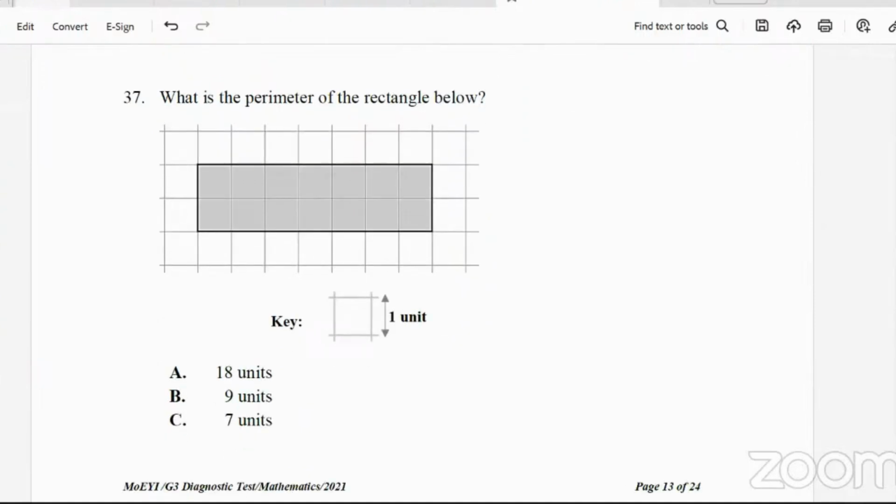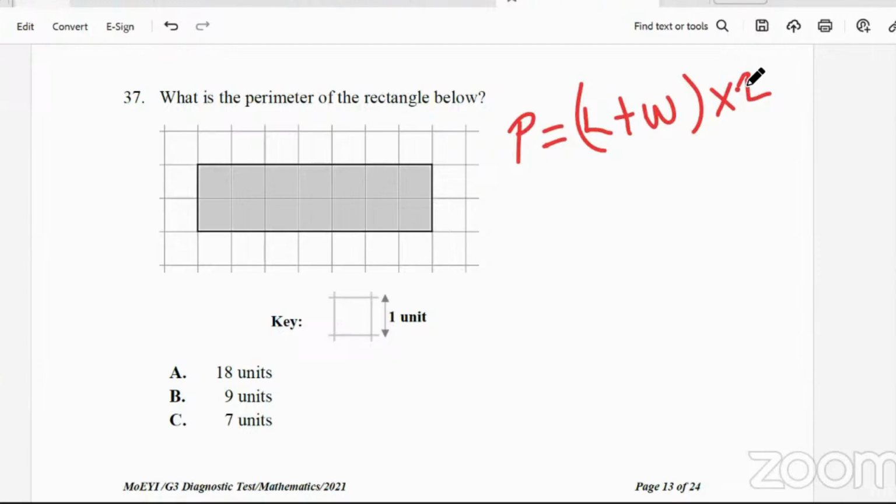All right, question 37. What is the perimeter of the rectangle below? Now, again, guys, to do perimeter, we can do it in two ways. When we have regular shapes, like a square or rectangle, we can use the formula, which says perimeter is equal to length plus width, times 2. When we have irregular shapes, or even if the shape is not irregular, then we can simply add all the sides, the distance around the shape. That's the perimeter.